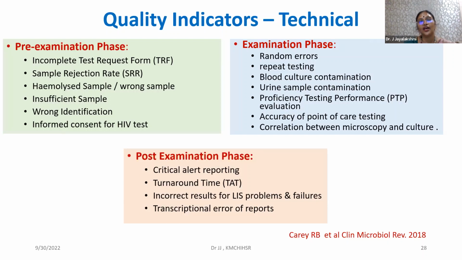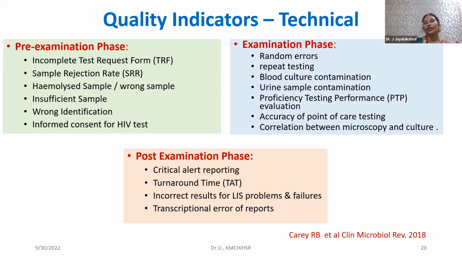Post-examination phase, your critical alert reporting. How clearly are you defining your critical alerts for each of your tests? Does it have critical alerts defined? And if your alerts are defined and you have listed them, then you should be able to communicate whenever a critical result has appeared. This critical result has to be reported within a defined time period. And there is a particular way of communicating to the person concerned, so that action is taken on the critical values and the patient gets benefited.